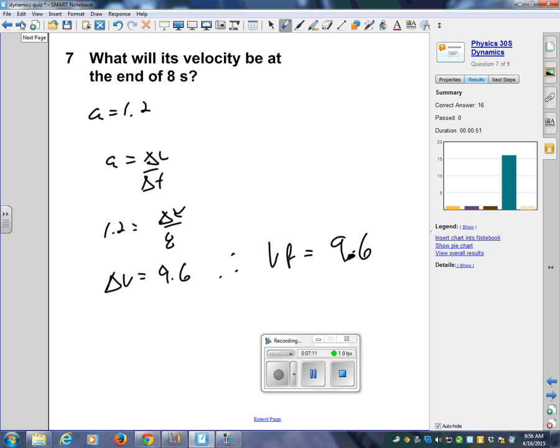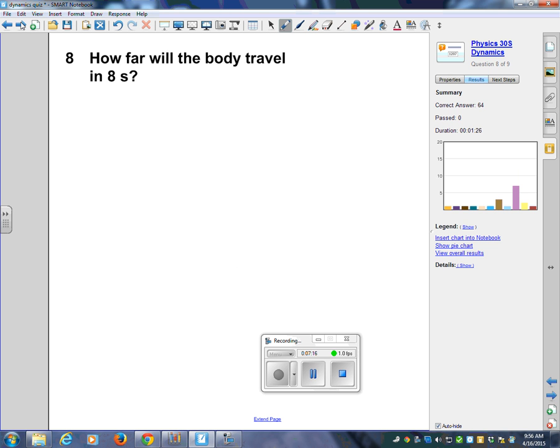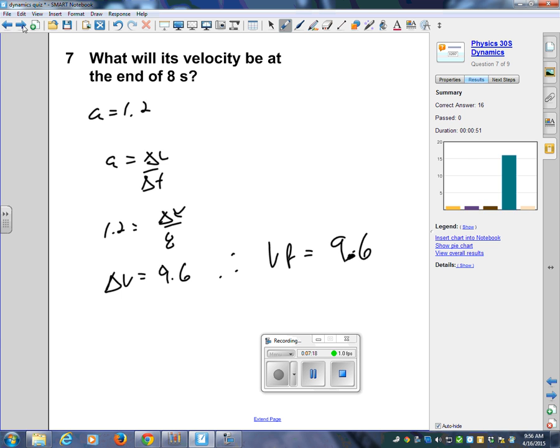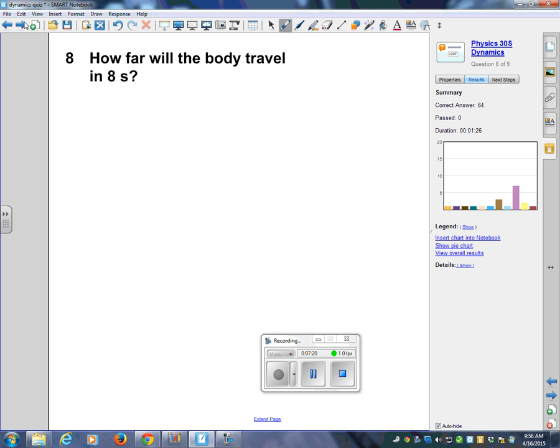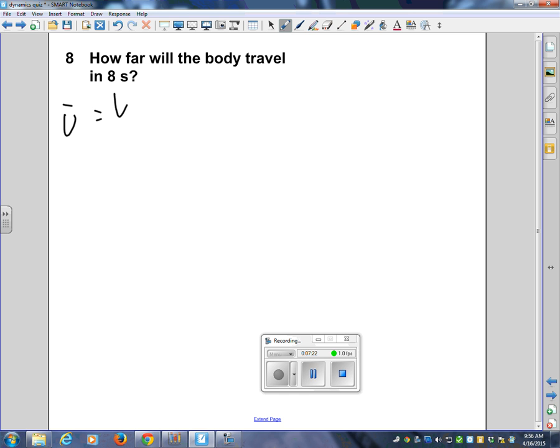That means the next one's going to be wrong too, right? How far will it travel in 8 seconds? Well, the first step is to go V bar equals VI plus VF over 2. So that's going to be 0 plus 9.6 all over 2. 4.8.